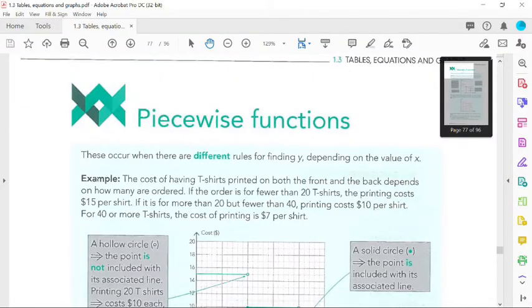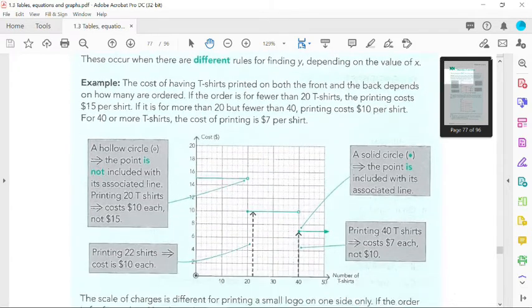Here we go. So, piecewise defined functions. These occur when you have different rules for finding your y, depending on the value of your x. So the more you buy, the cheaper the price. So this is page 77. Look at their example, and they'll give you this example of the graph, and we'll talk about this one.